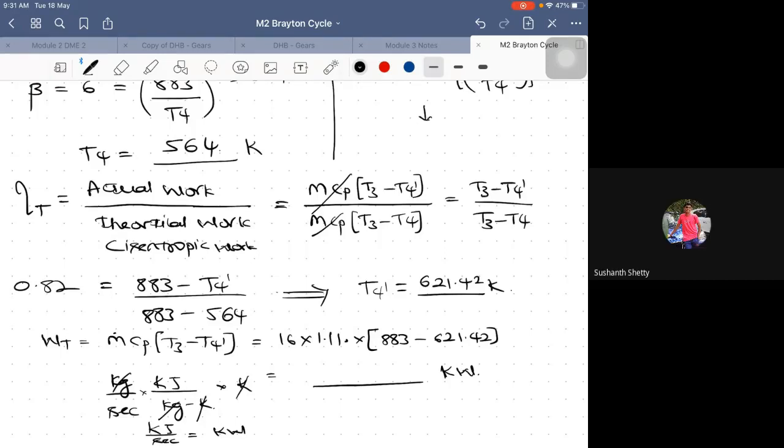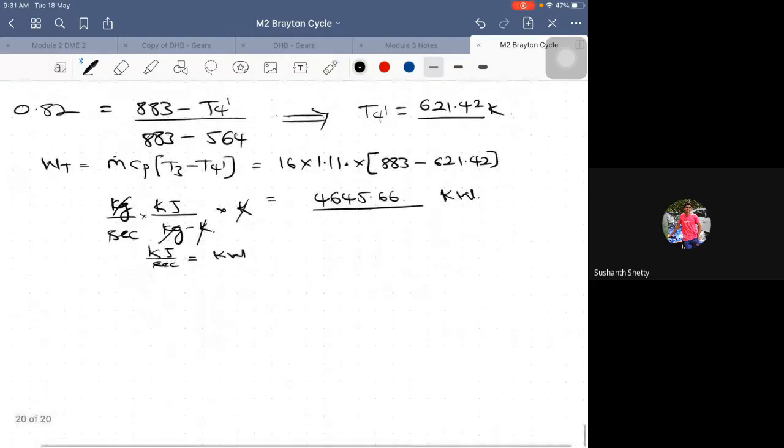$4,645.66, sir. Kilowatts, yes, sir. 4645.66 kilowatts. Okay. So this is your turbine work.